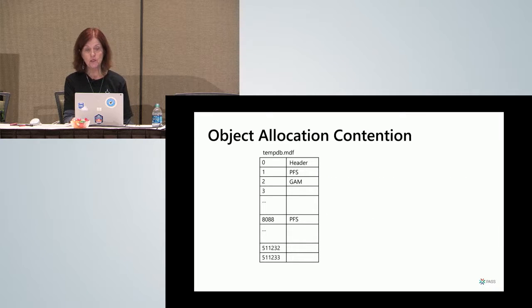Page 2, the third page of every file, is what we call a global allocation map. This helps SQL Server know what extents are available for new tables or for a table to grow.